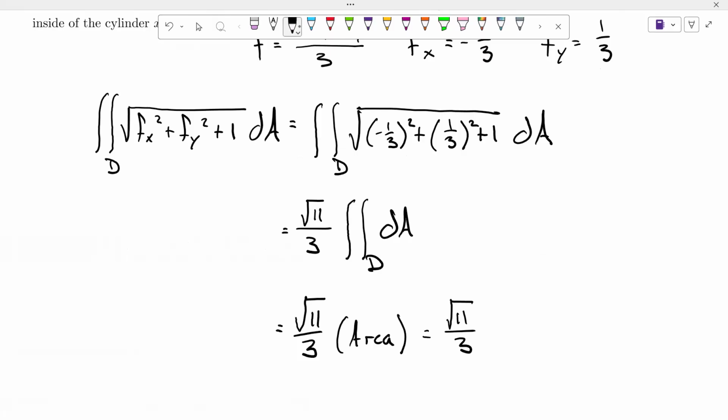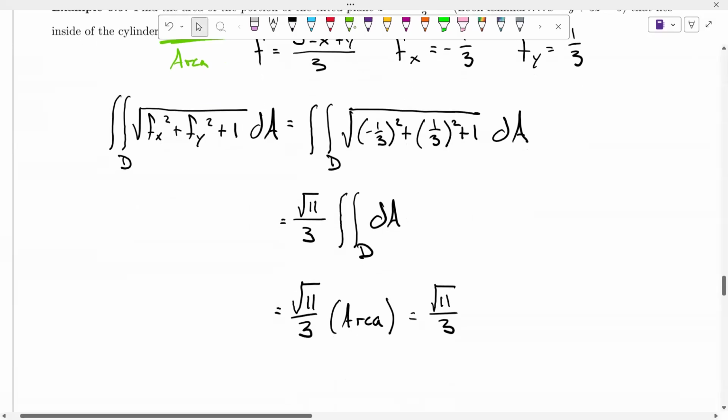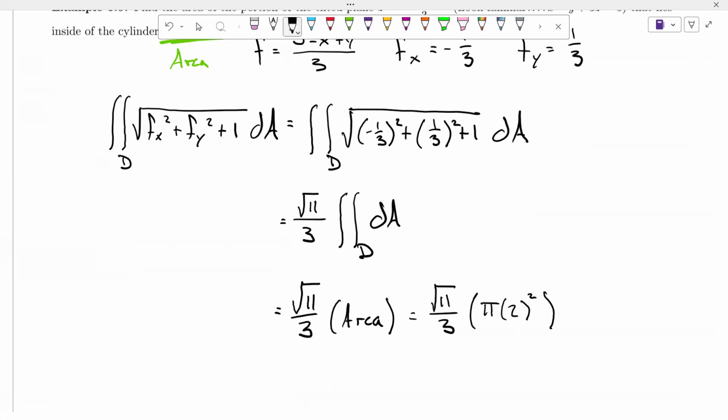which is root 11 over 3 times, just look back at our problem. What area are we actually integrating over? Well, that's inside our cylinder. So this is our area right over here, or the thing that's going to tell us our area. I think that's a circle with a radius of 2. So that'll be times 4 pi. Pi times 2 squared. We'll write it in its pi r squared form. Right. Emphasize where everything is coming from.